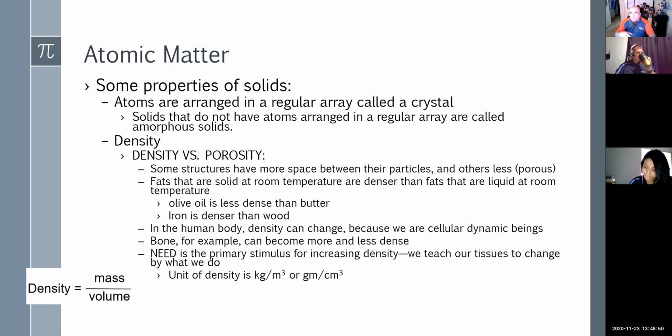So in the human body, overall, our density changes because we're cellularly dynamic beings. That literally means we change over time. When we're young, bones are less dense. That allows us to grow. As we get older, our bones start becoming more and more dense. And then eventually what happens to those bones again? They become less dense, right? They become osteoporotic, porous. So bone is a great example of density.